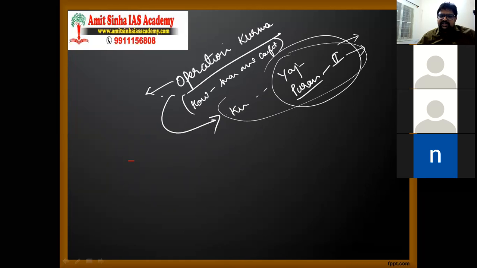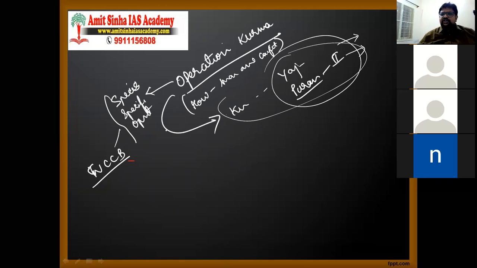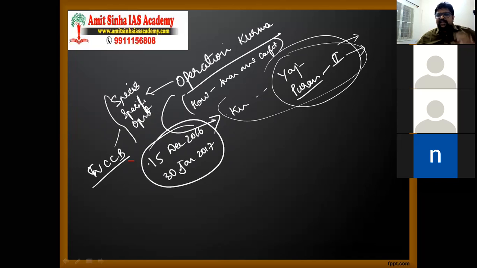Then come to Operation Kurma. What is it? It is a species specific operation. Who launched it? The Wildlife Crime Control Bureau, WCCB, launched it. So it's a species specific operation to save the turtles, right? What was the period? It was from 15 December 2016 to 30th January 2017. During this period they launched this. This was an operation which was convened during this period. In this, around 15,739 turtles were saved from around 45 suspects.